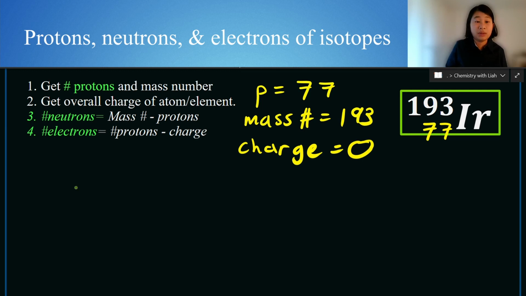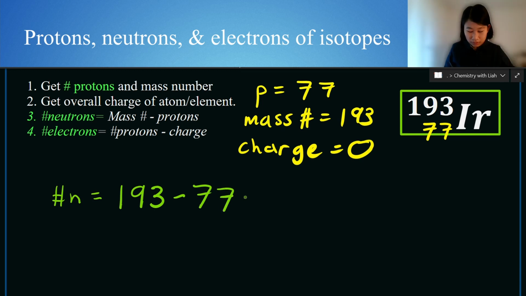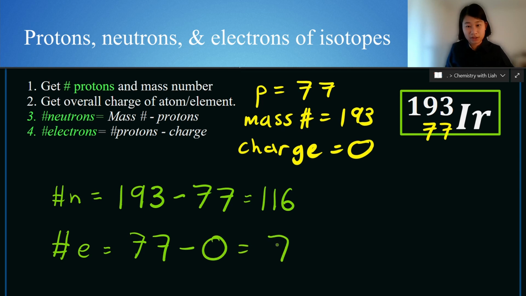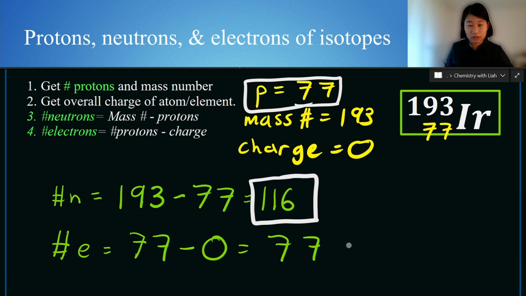Next, we're going to calculate the number of neutrons. So the number of neutrons is equal to the mass number, which is 193, minus the number of protons, which is 77. And this is going to be 116 neutrons. Next, for the number of electrons, we have 77 protons minus a 0 charge, which means we have 77 electrons. Right, so for this isotope of iridium, we have 77 protons, 116 neutrons, and 77 electrons.